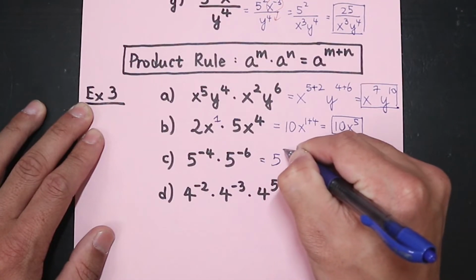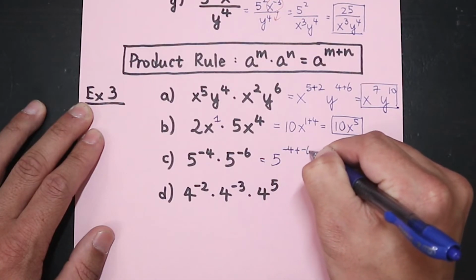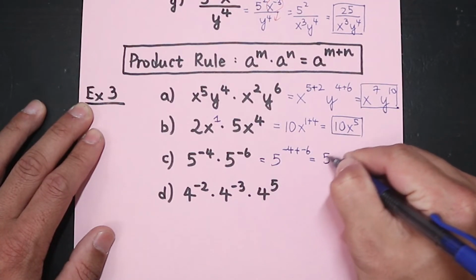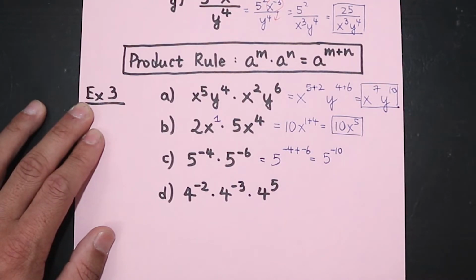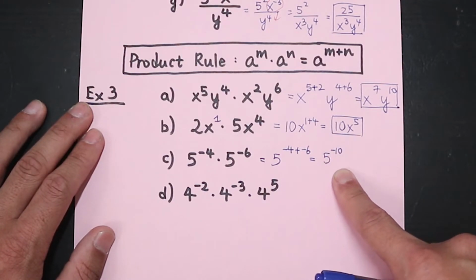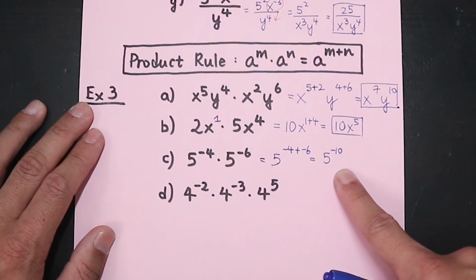So all you have to do is have negative 4 plus negative 6. If you use a calculator, you get 5 to the negative 10 power. But hold on, do not box this as your final answer. This is a negative exponent. Your answer should not have a negative exponent. You're going to make it positive.